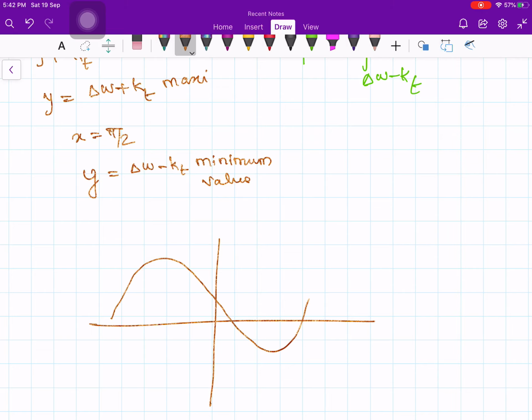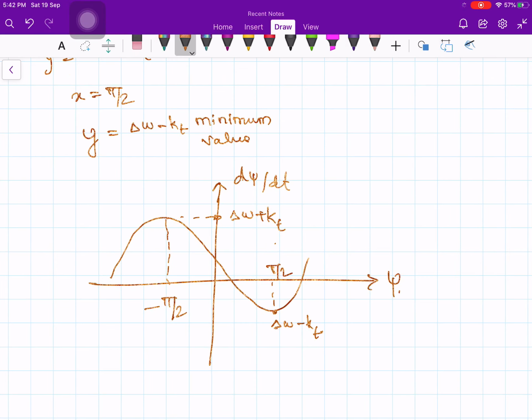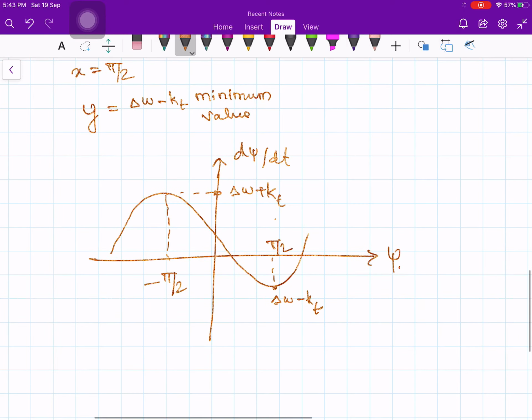Okay, this point is minus pi by 2, where it reaches the maximum value, and this point is plus pi by 2. So delta omega minus kt, and this is delta omega plus kt, and this is d psi by dt, and this one is psi. Okay, the phase plane plot is very interesting, and it gives us all the insight that we need to understand.